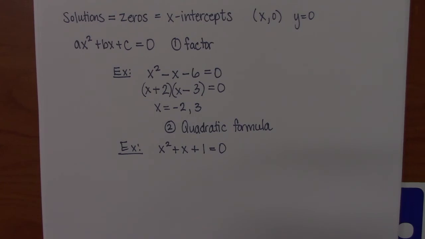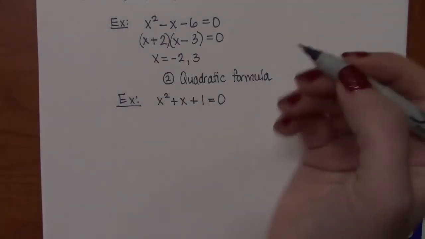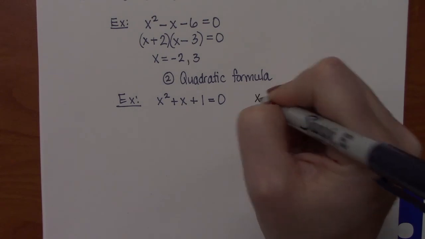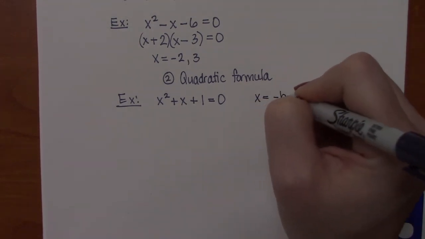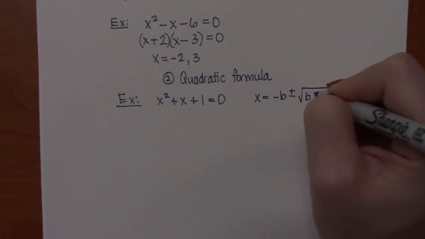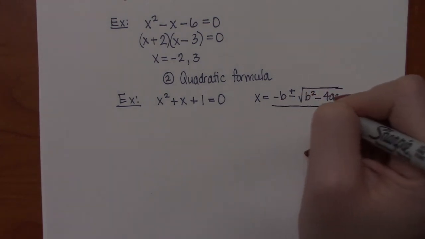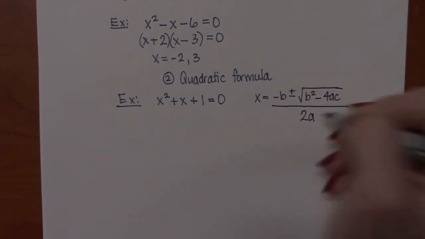So then what we can say is, well, the solution can be found by the quadratic formula. And so the quadratic formula says the solution will be -b plus or minus the square root of b squared minus 4ac, all over 2a.